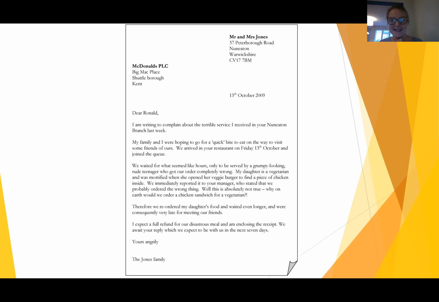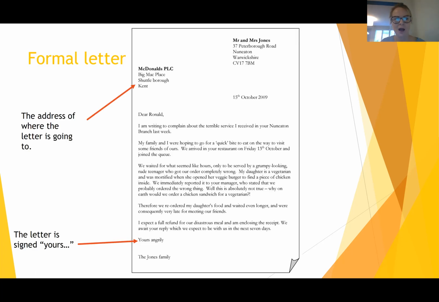I'm thinking this is a formal letter because it has both the sender and the receiver's addresses, and it ends with yours. Doesn't end with love or from. Shall we see if I'm right? Yes, fantastic, I am right. Hopefully you got that too. This is a formal letter. Fantastic. Let's have a look at one more together.